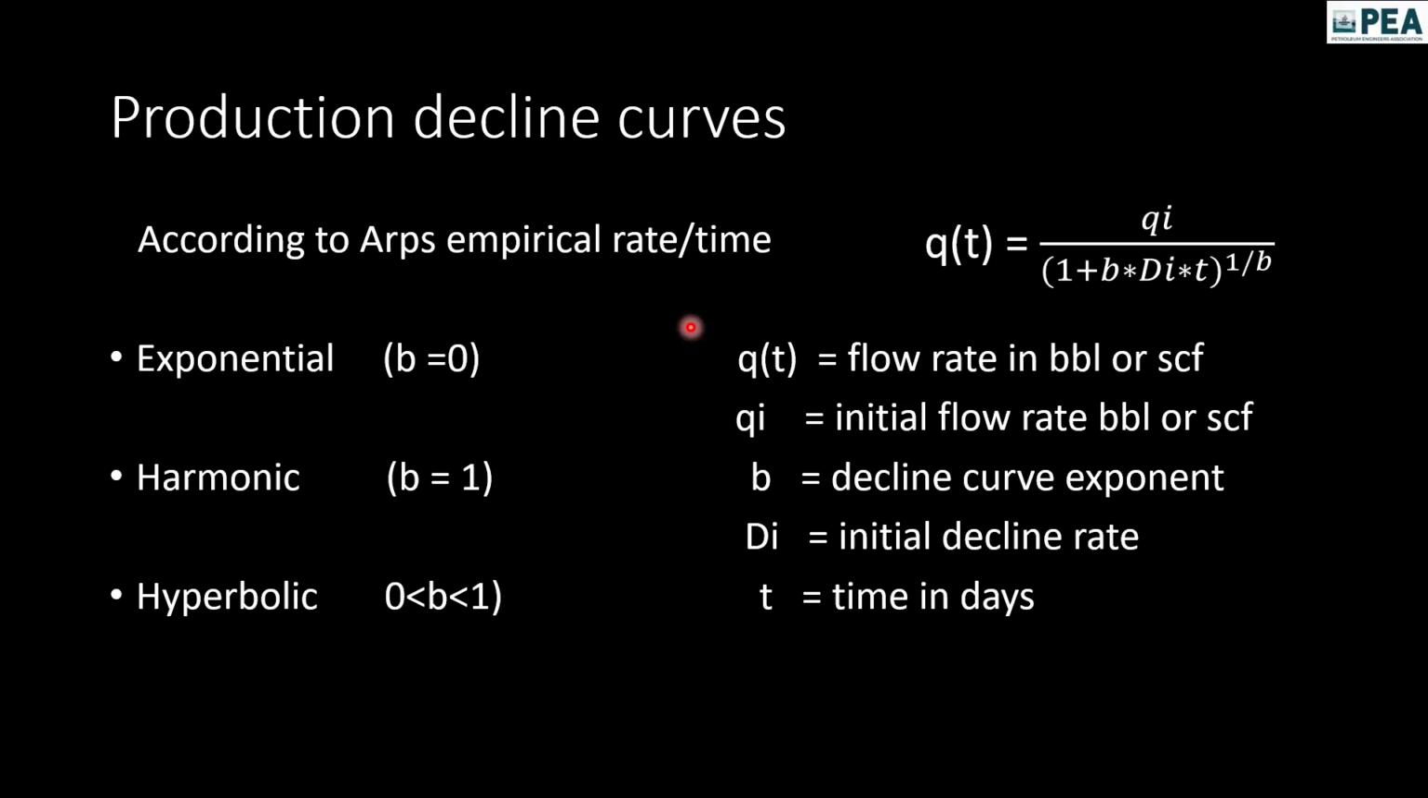That forecast can be done by production decline curves. It is a reserve estimation technique. We have three techniques: one is volumetric, material balance, and production decline curves.